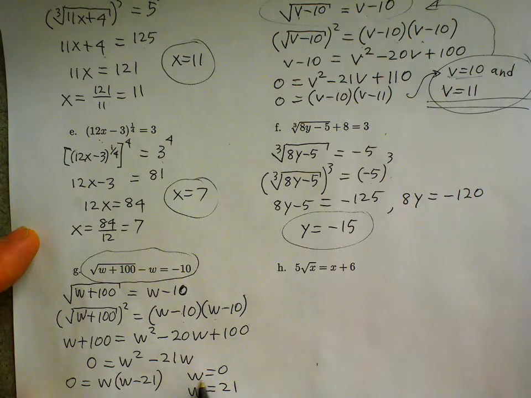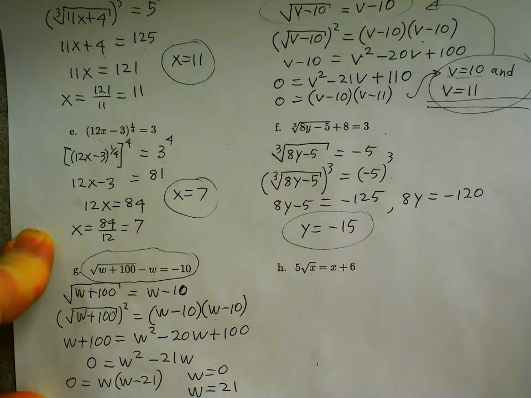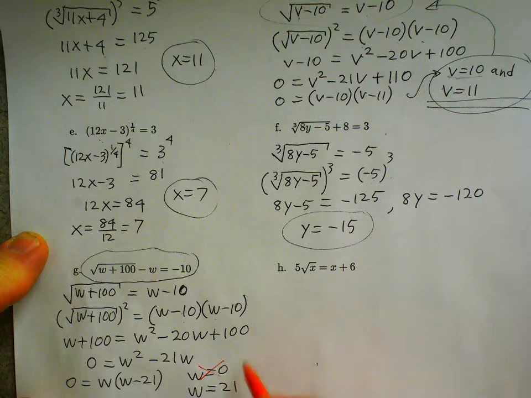When you test w equals 0, replace w with 0, we get the square root of 100, which is 10. 10 minus 0 equals negative 10 is false. So w equals 0 is not a solution.